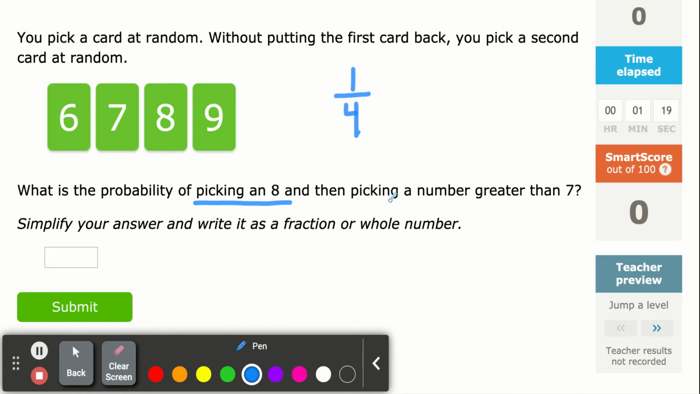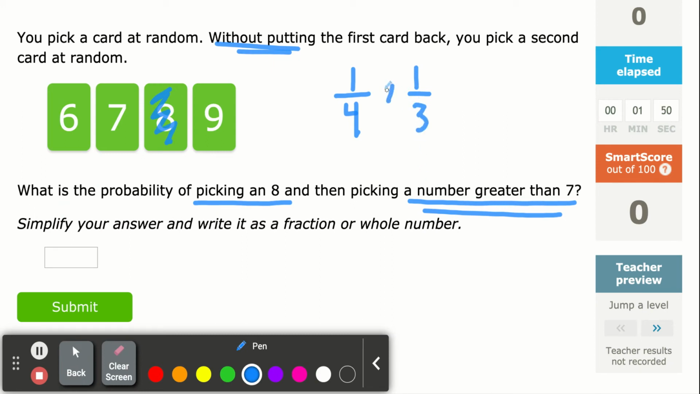Then, after that, you're going to try to pick a number greater than 7. But here's the condition. We don't put the 8 back. So if I've already taken the 8, there's only 3 cards to choose from, and how many of those cards are greater than 7? Again, a number greater than 7. 7's not greater than itself. 6 definitely isn't, so there's only 1, but there's only 3 cards to pick from. So there's 1 out of 3 on that second event.